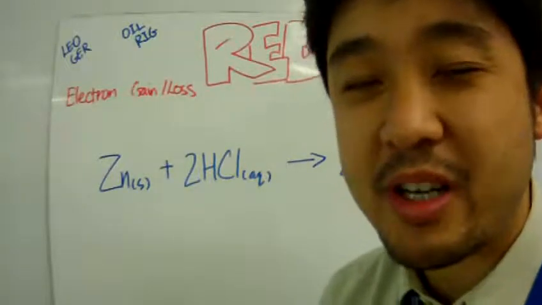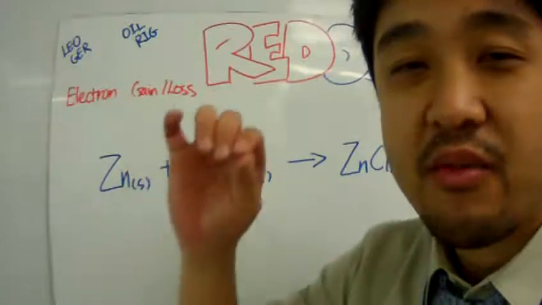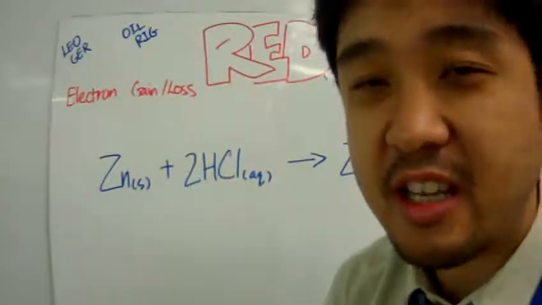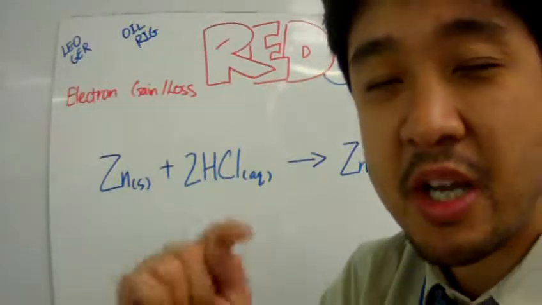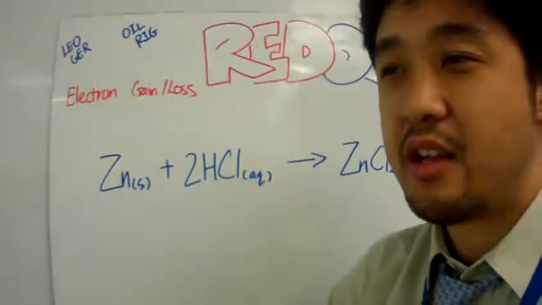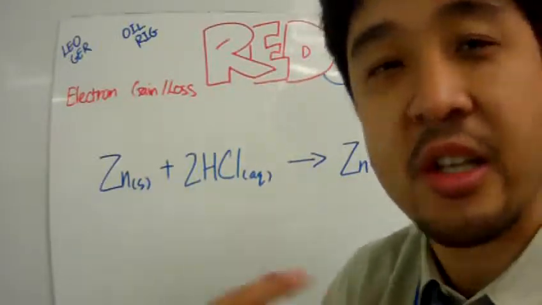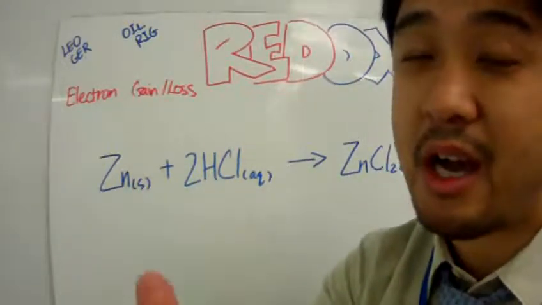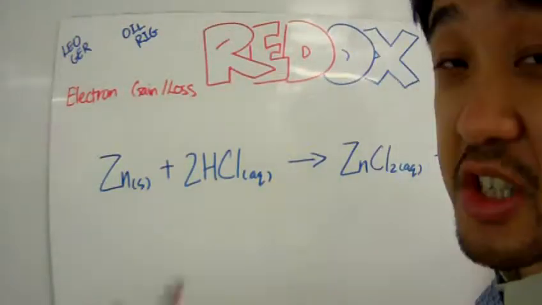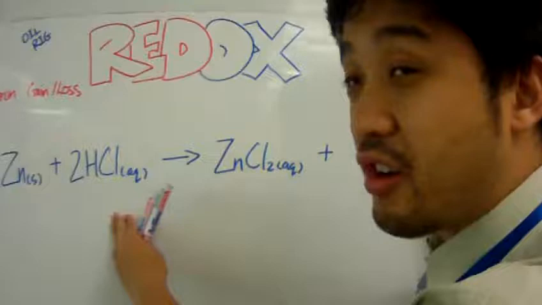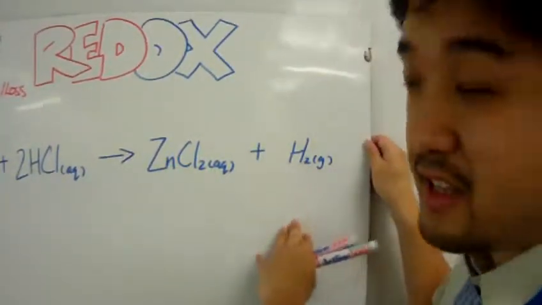Hey YouTubers, we're gonna look at another example of redox reactions in terms of electron gain and loss. And this time we're gonna talk about a displacement reaction that is a redox reaction that happens in solutions. And this will make our lives a little easier. Okay, I have an example where I have zinc reacting with hydrochloric acid, getting me zinc chloride and hydrogen gas.